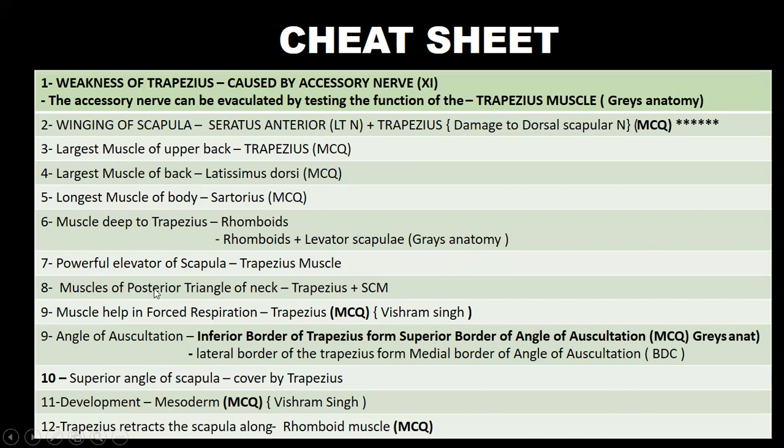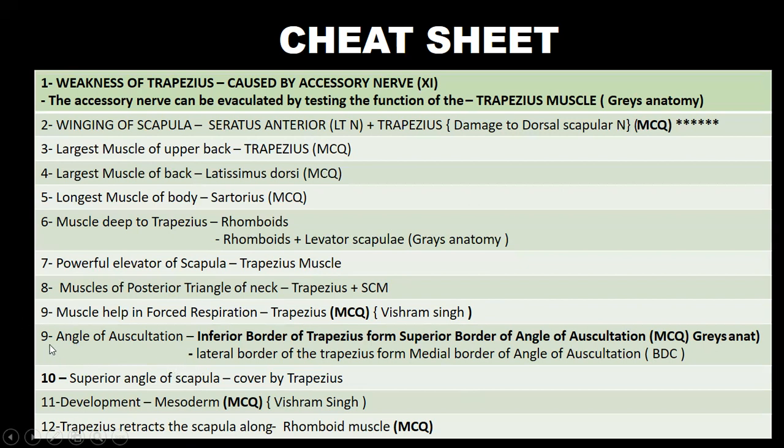Then, when we talk about head and neck, in the neck we have triangles, like the anterior triangle and the posterior triangle of the neck, divided primarily by the sternocleidomastoid, and the trapezius helps the sternocleidomastoid. So, muscles of the posterior triangle. Just remember one point. I'm talking here about the muscle of the posterior triangle and not the muscle which divides the complete neck. If I talk about the muscle which divides the complete neck, then the answer will be sternocleidomastoid. And when we talk about the muscles of the posterior triangle of the neck, then we mention trapezius plus sternocleidomastoid. Coming to forced respiration, in forced respiration, trapezius is helpful, which is mentioned by Vishram Singh. It might come in your MCQs.